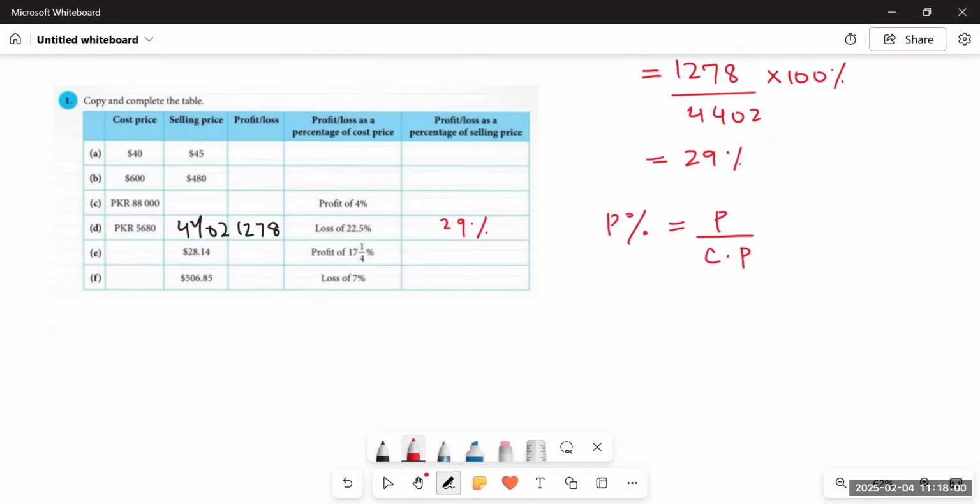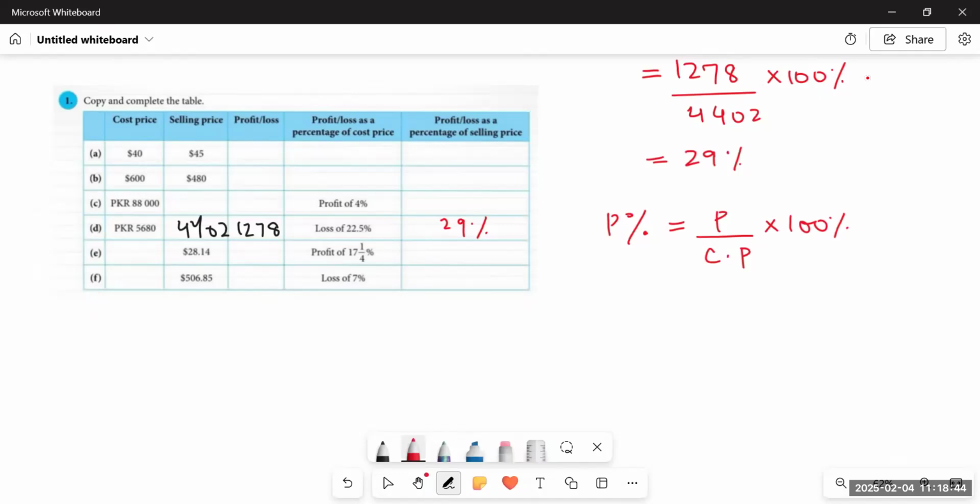Okay? And we'll multiply it by 100%. A question arises over here: why are we not using the formula profit percentage is equal to P upon SP when the selling price is given? Because the percentage that is given is the profit and loss as a percentage of cost price. So we cannot use the formula for the selling price.